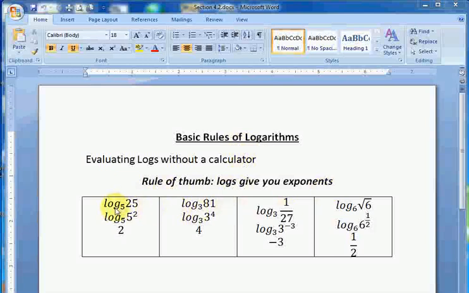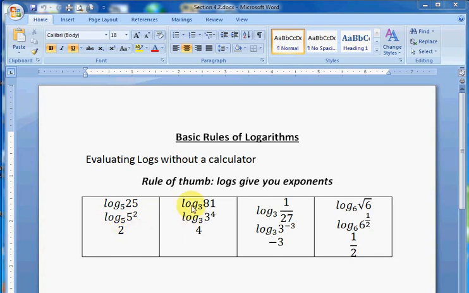So our first problem has log base 5 of 25. Remember, we're looking for exponents. So the best way to do this is to rewrite 25 as a power of 5. We know 25 is simply 5 squared. So this is log base 5 of 5 squared. Remember, your rule is that logs give you exponents, so the exponent would be 2. We've matched our base for our log and the base for the way this is written as an exponent. So log base 5 of 5 squared is 2.